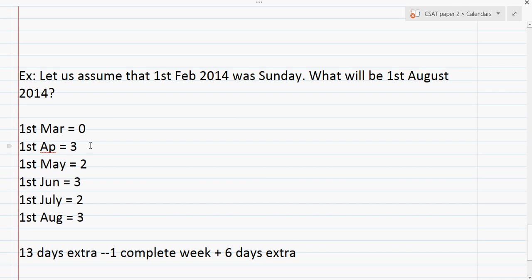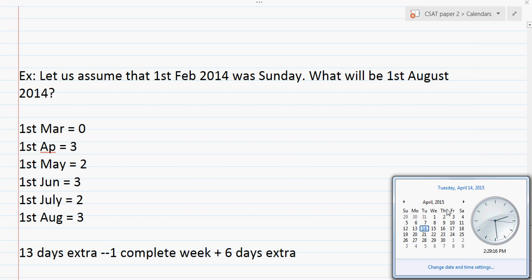So you can quickly make this chart, right, if it is within the same year. Otherwise we'll see how we do it if it's a different year, right? So you can also see it from the calendar. So 1st February 2015 was a Sunday, so 1st August 2015 has to be what? It has to be, let's see, a Saturday, right? And this way you can predict the entire calendar, right?